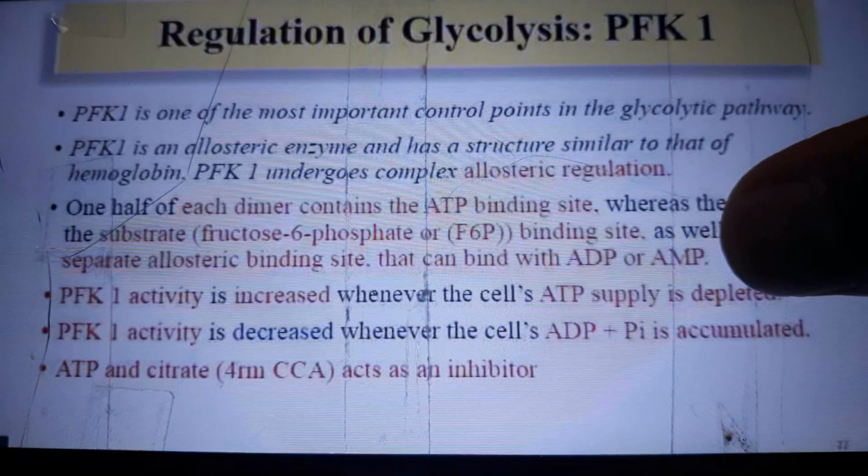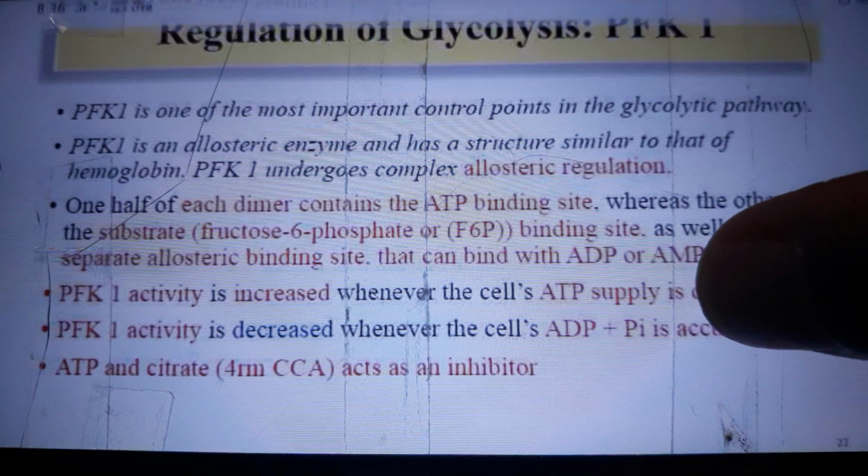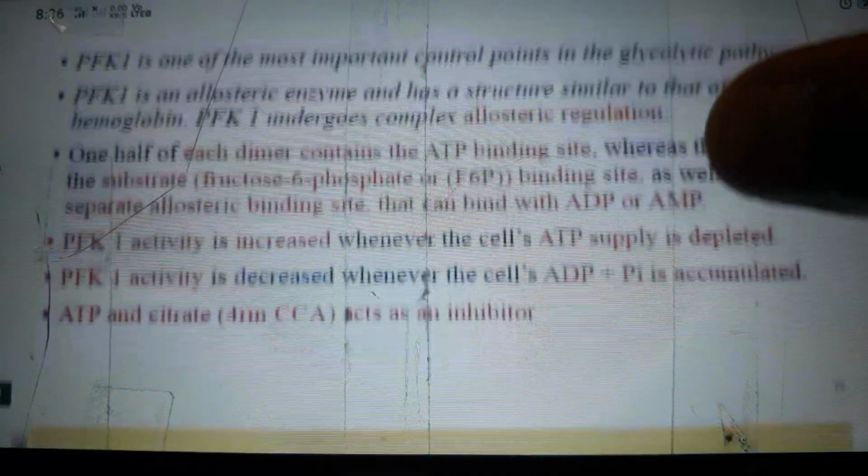Remember that. The regulation of glycolysis, PFK1. PFK1 is the most important control point in the glycolytic pathway. PFK is an allosteric enzyme and has a structure similar to that of hemoglobin. PFK1 undergoes complex allosteric regulation.